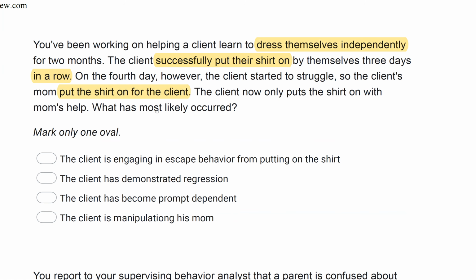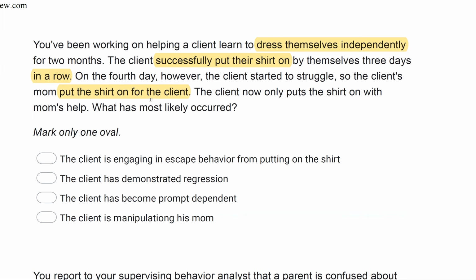Well, she put the shirt on for the client. So essentially, client struggled, mom prompted, right? Some sort of physical prompt, okay? All the way completely assisting the client in putting that shirt on. So now the client only puts the shirt on with mom's help. So what's changed? And that's what you have to ask yourself in this question. What has changed? Well, the only thing that's changed from independence to non-independence is mom's help, is the prompting. So what has most likely occurred?